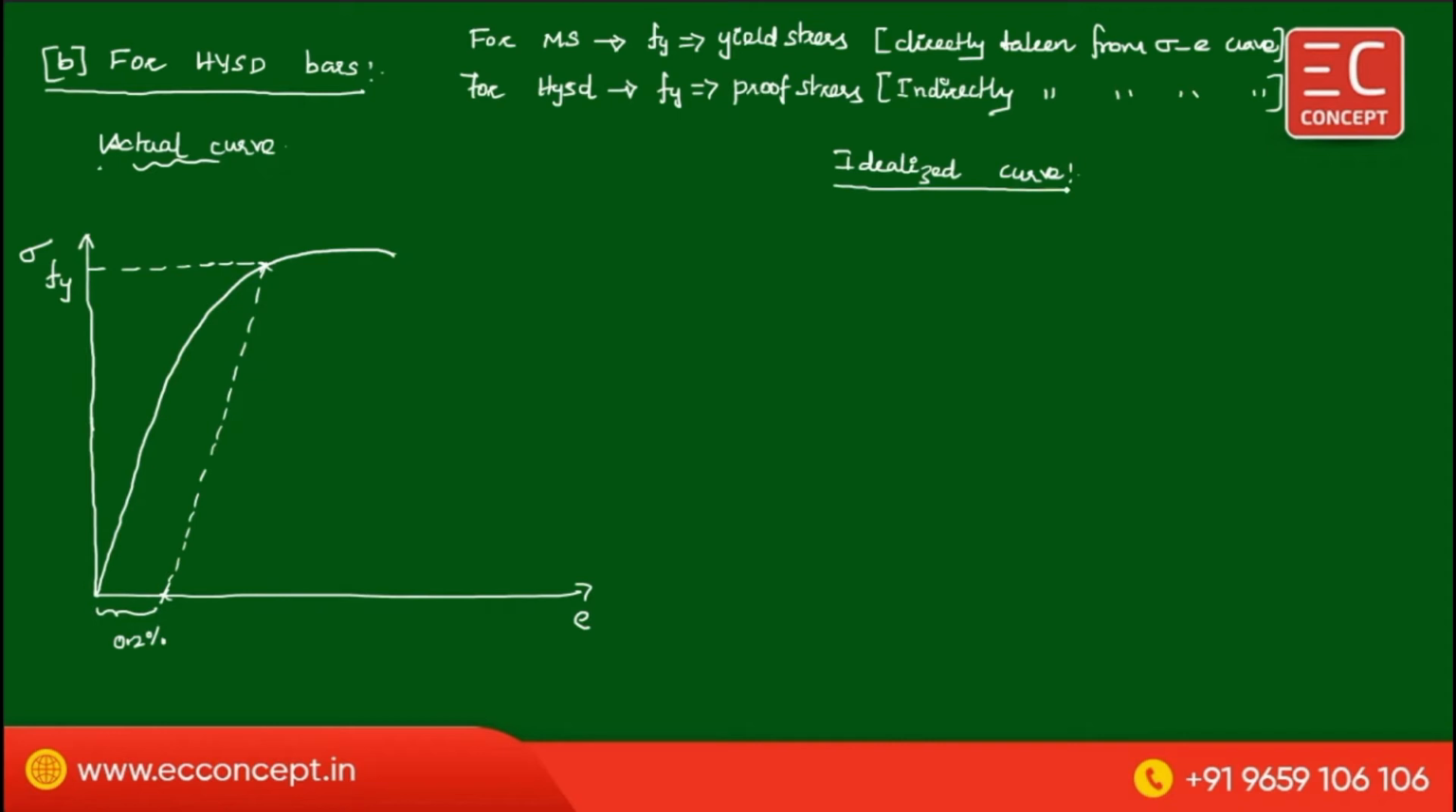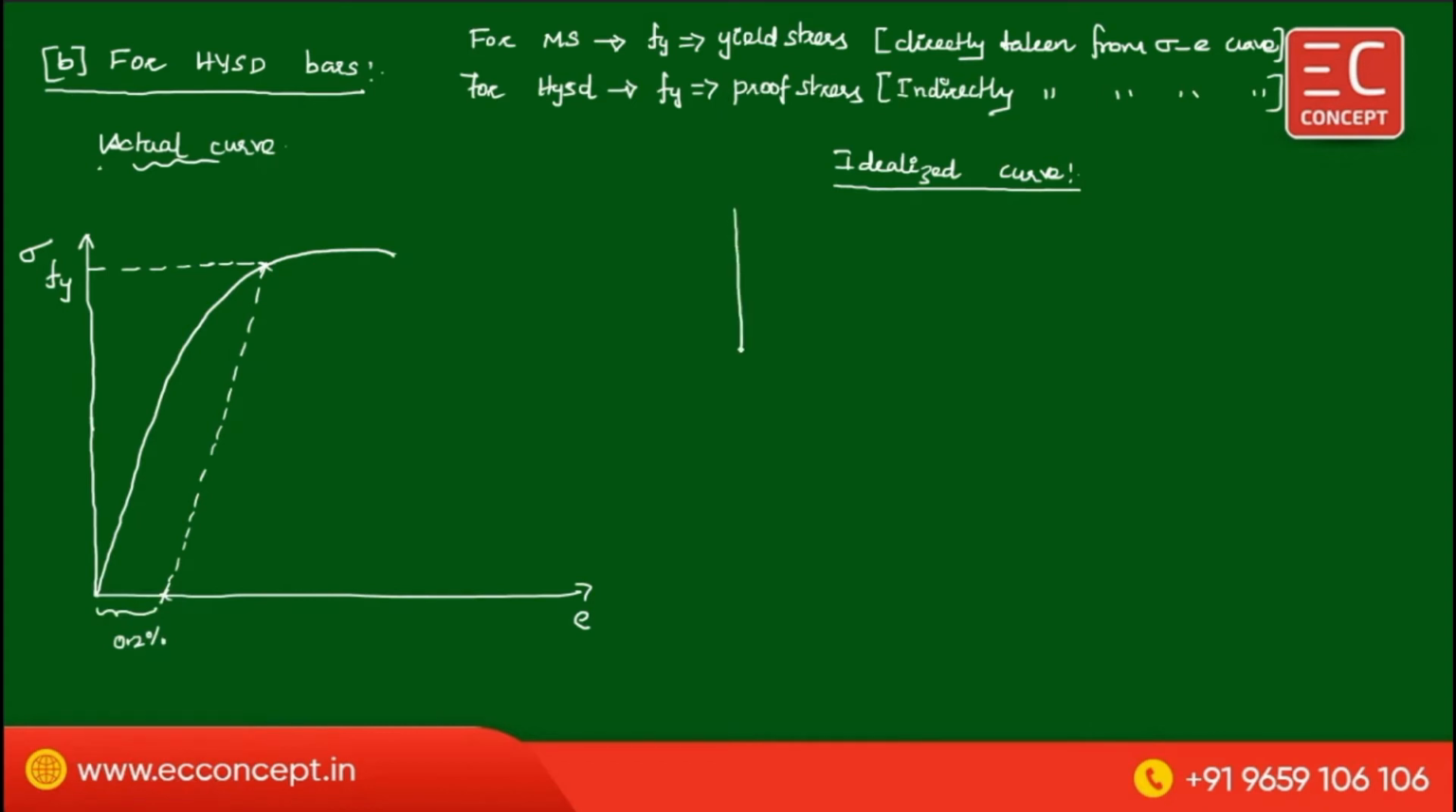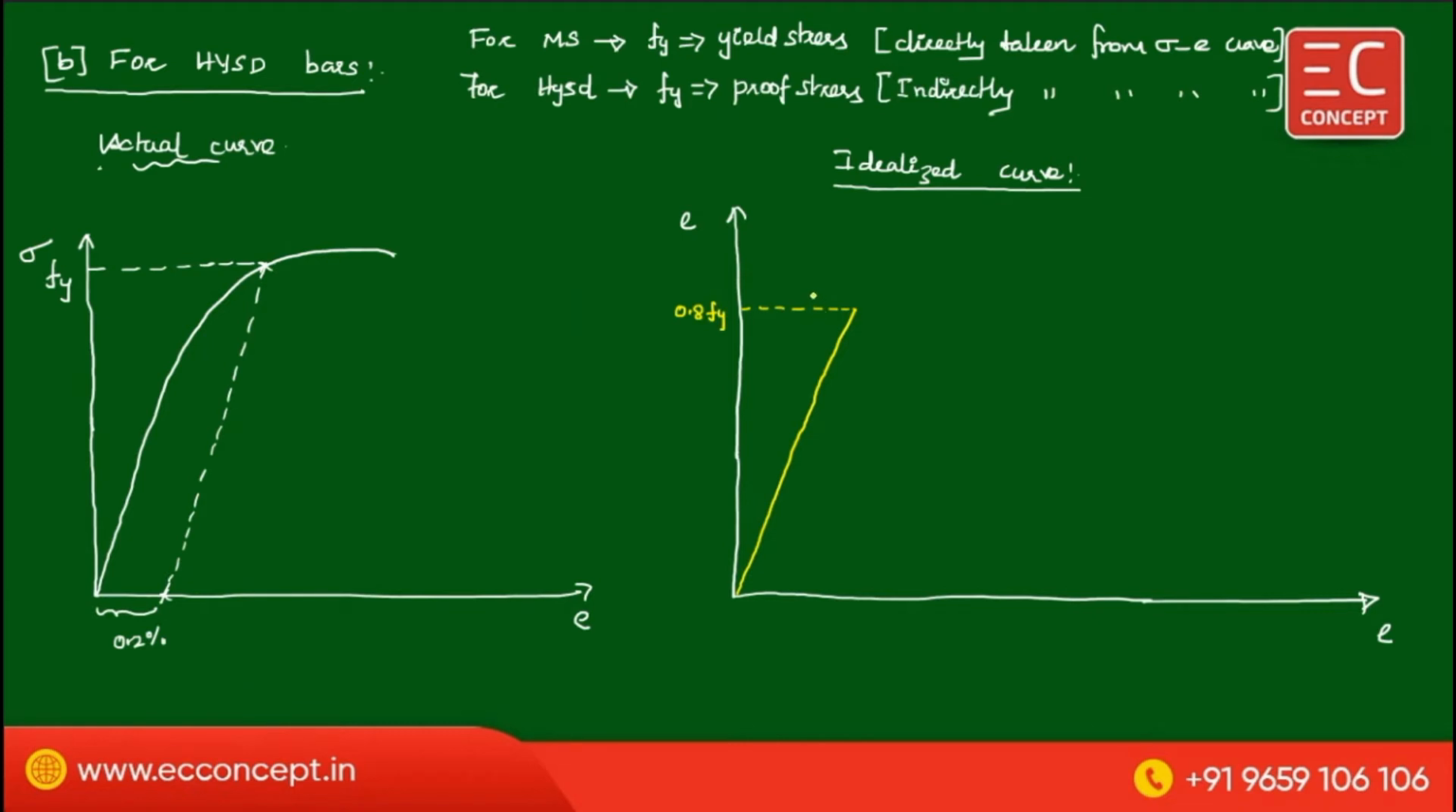As per IS 456:2000, this curve was idealized something like that. This is the strain, this is the stress, and the curve which was idealized is a straight line. Be careful. This is the straight line up to a stress of 0.8 Fy, and the remaining is a curve. This is the curve. Then it is straight.